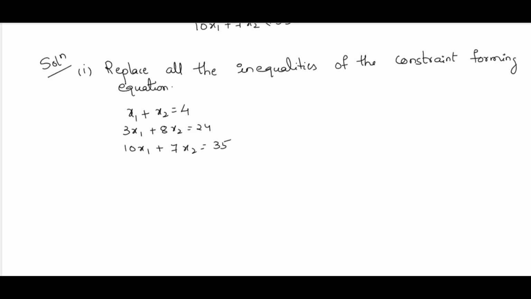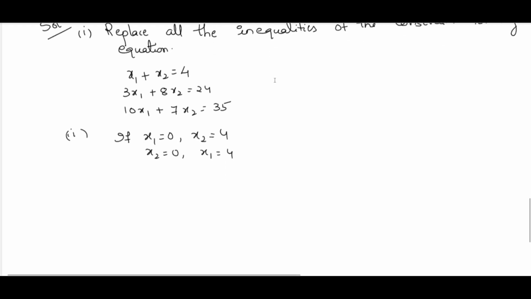So next, we will consider one equation. For the first equation, if x1 is equal to 0, what will be x2? x2 will be 4. Similarly, conversely, if we take x2 as 0, x1 will be 4. So if x2 is equal to 0, then x1 is equal to 4 for the first equation.